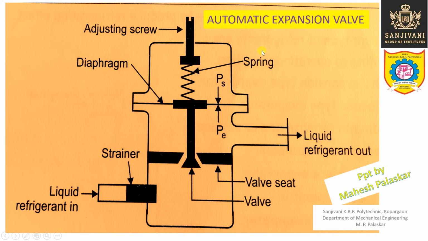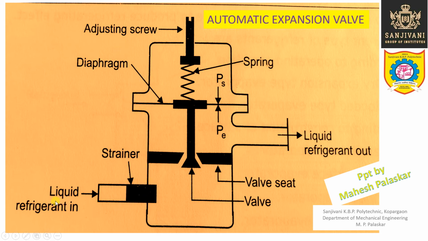Another important expansion device is the automatic expansion valve. This automatic expansion valve operates on the pressure difference. First of all, we will try to understand the construction of this automatic expansion valve. It consists of this particular body. This is the body of the automatic expansion valve.